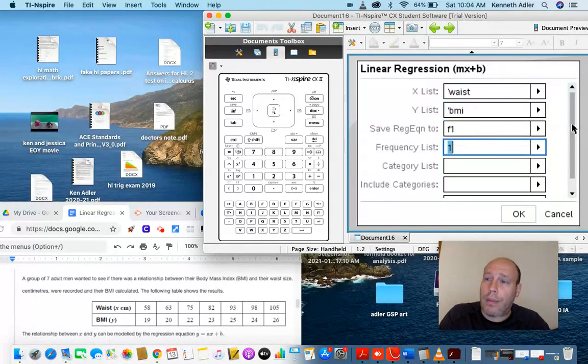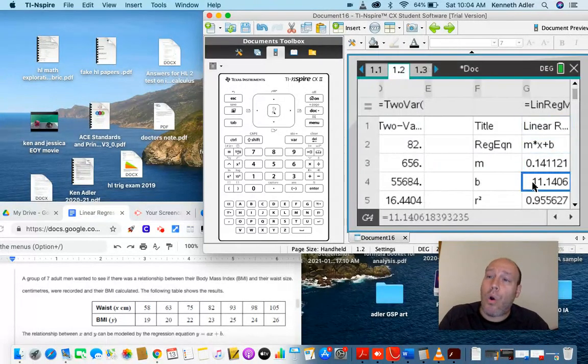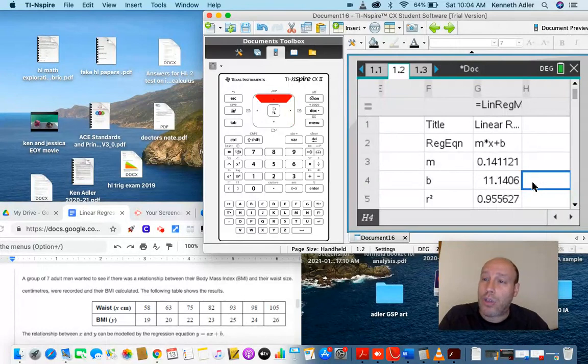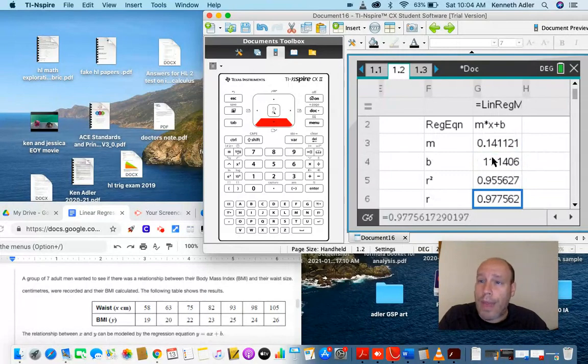There's really nothing at the bottom. Oh, no, F1 is the equation. And then the first column, we're going to stick in the F column. Okay, and what we see here over in the F and G columns is our linear regression, mx plus b. From the diagram, we saw the slope was 0.14. We have that here. The b was 11.1, and once again, we have that r of 0.977.